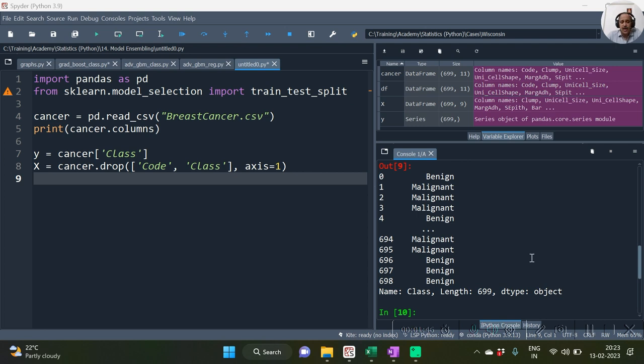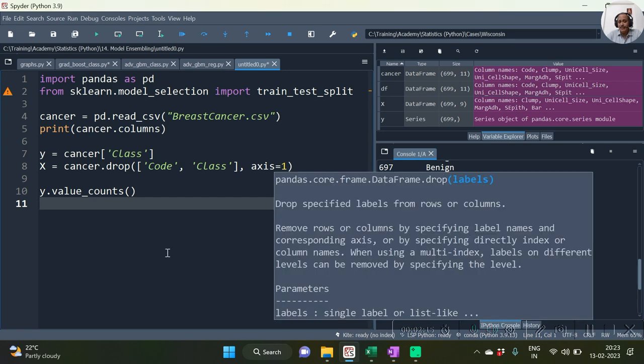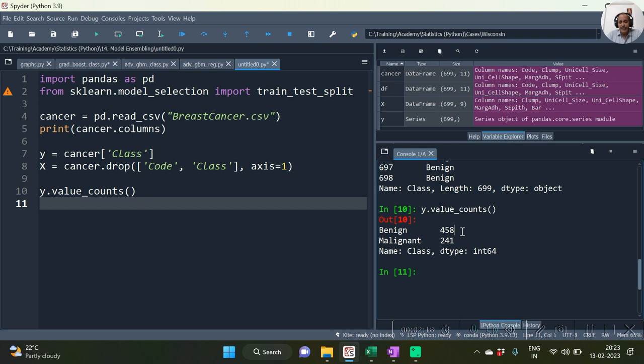Let us see the composition of this Y. If we want to find out how many malignant entries and how many benign entries there are in this particular Y column, we can get it using value_counts. So let's see that. With value_counts, one thing is visible: observations with benign are 458 in number and malignant are 241 in number.